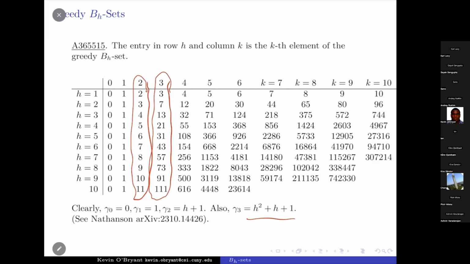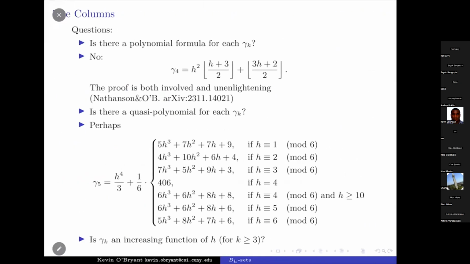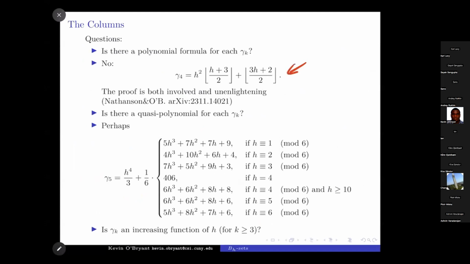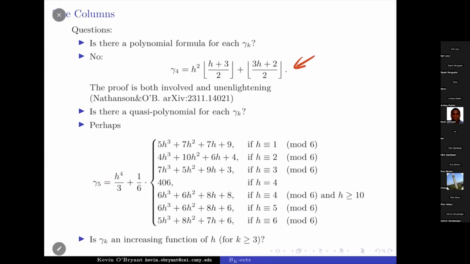What about the fourth one? Is the fourth one a polynomial? No, it's not quite a polynomial. You get some floor functions involved. And we have a proof of this. It's almost polynomial; you could call that quasi-polynomial. It depends on whether h is even or odd. It's a polynomial on the evens and it's a polynomial on the odds. The proof is not easy.